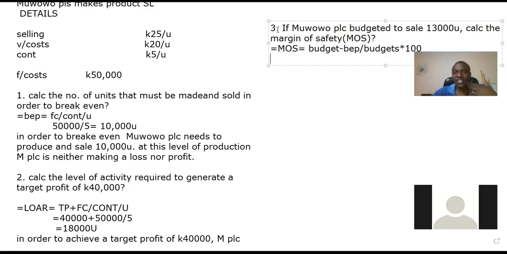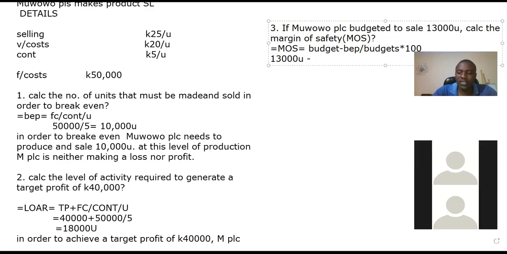So the margin of safety as a number, what was our budget? Our budget was how much, guys? 13,000 units. What was our break-even units, guys? 10,000 units. You are the best, Mr. Piri. Then that means our MOS in units is equal to how much, guys? 3,000 units. That's our MOS in units.